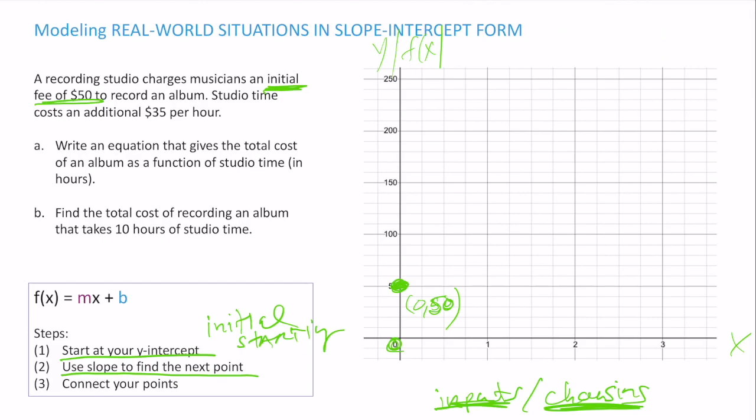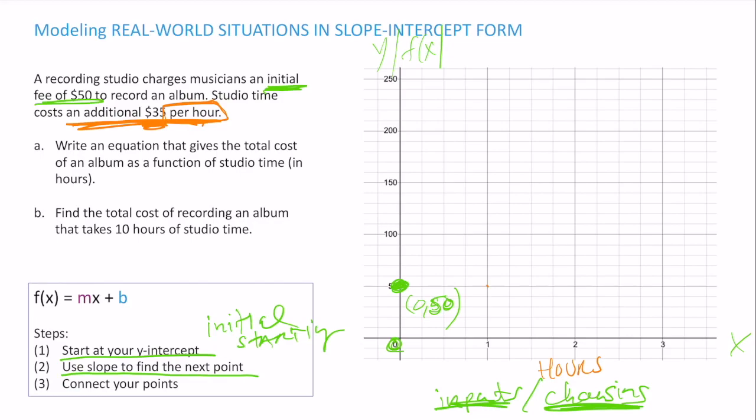Okay, now, studio time costs an additional $35 per hour. Notice this though, it's per hour. That can change depending on the number of hours. And remember, the x value is what's changing. This is going to be hours, because the number of hours can change. The initial fee cannot change. So this is going to be the number of hours. And so now it says $35 per hour. So we'll just find another point on the graph, and then we'll talk about how we actually already know our slope.